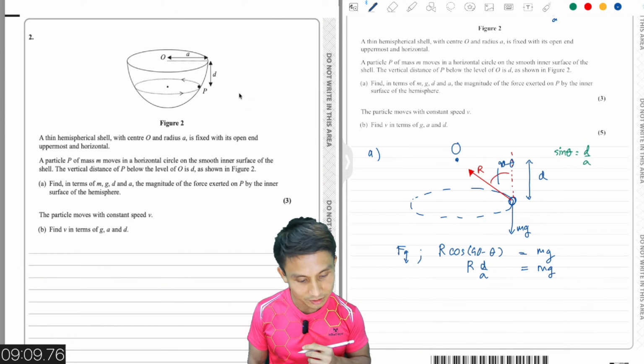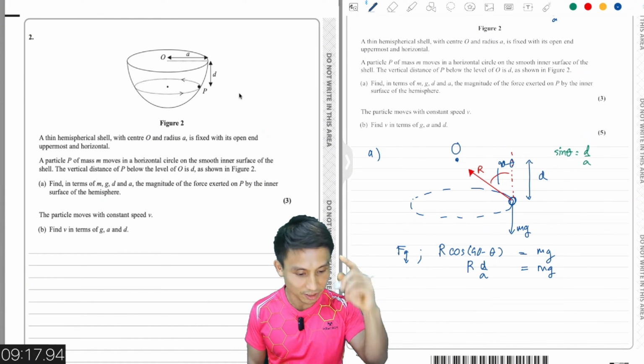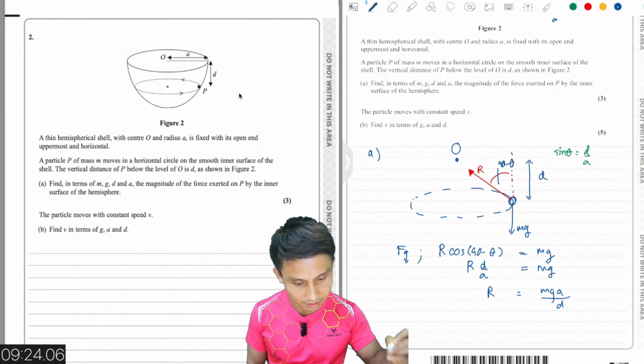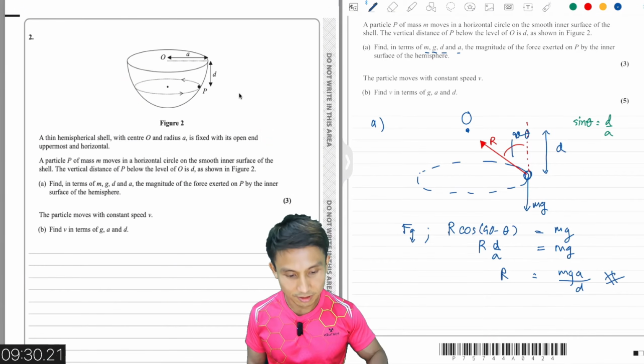Is that done? So we cancel everything. The R here will make the circular centripetal force. So R is just mgA over D. So mgA over D, that's it. I'm done with that, actually. Okay.